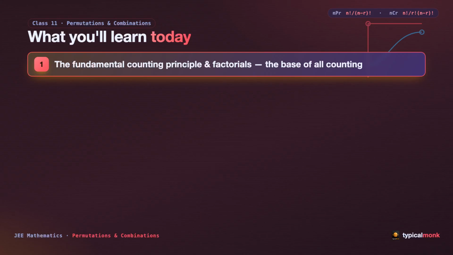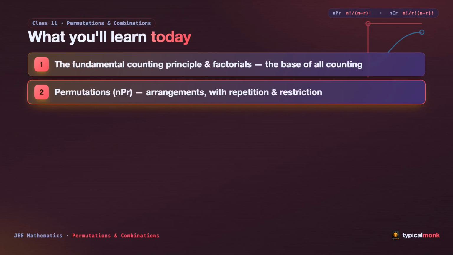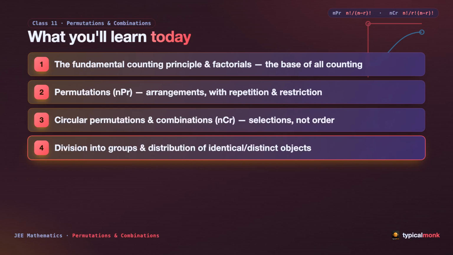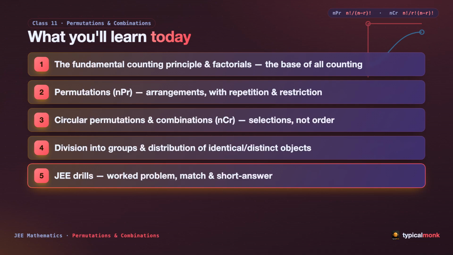First, the fundamental counting principle and the factorial, the base every counting formula stands on. Second, permutations, nPr, arrangements, including the tricky ones with repetition and restriction. Third, circular permutations and combinations, nCr, selections, where order plays no part at all. Fourth, dividing objects into groups and distributing identical or distinct objects. And fifth, the JEE drills: a word problem, a match, and a short answer round.